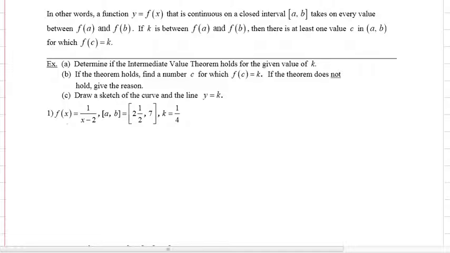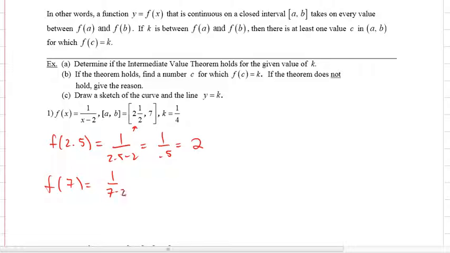The easiest thing to do was just evaluate 2.5. In other words, this is 2.5: 1 over 2.5 minus 2, and that is 1 over 0.5, and that is 2. F of 7 is 1 over 7 minus 2, which is 1 over 5, and that is 0.2. Okay? So it says there, our k is equal to 1/4.